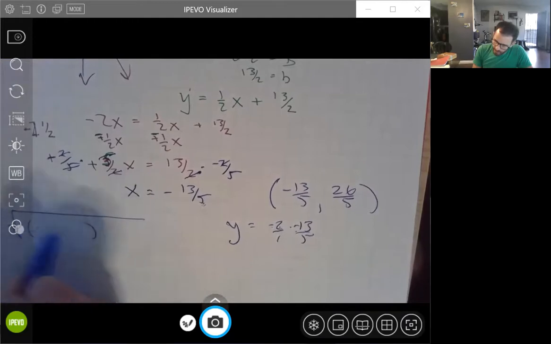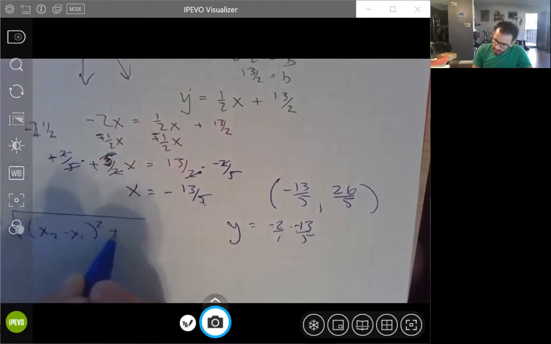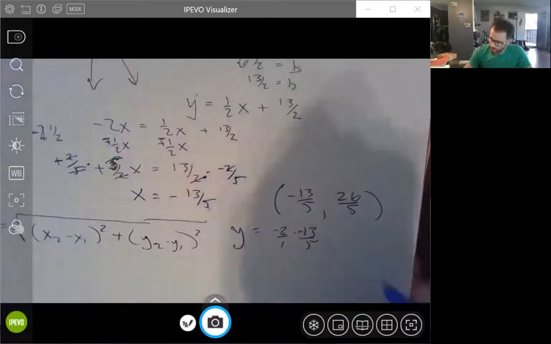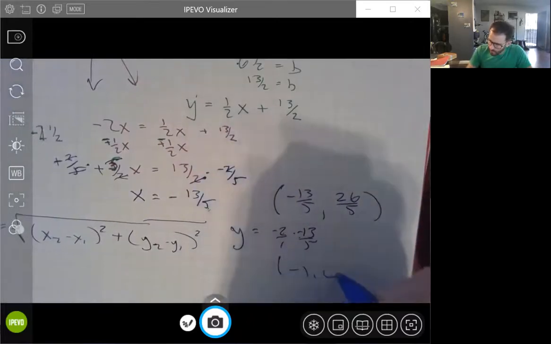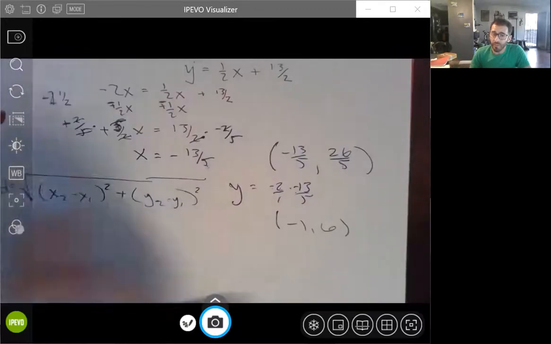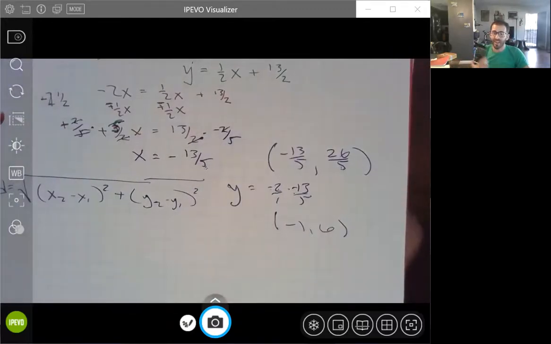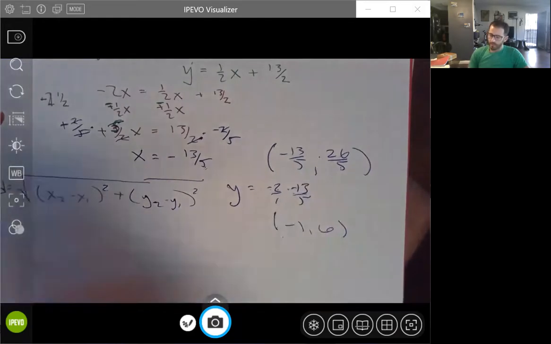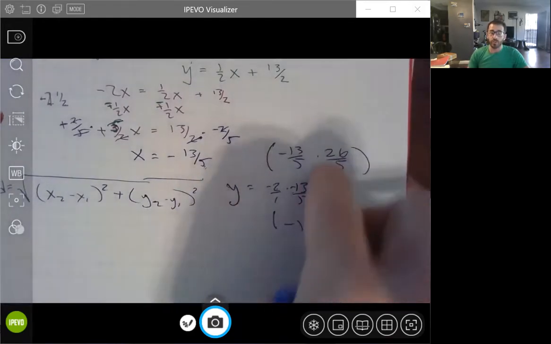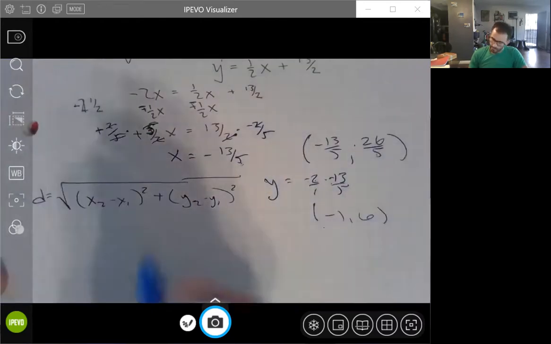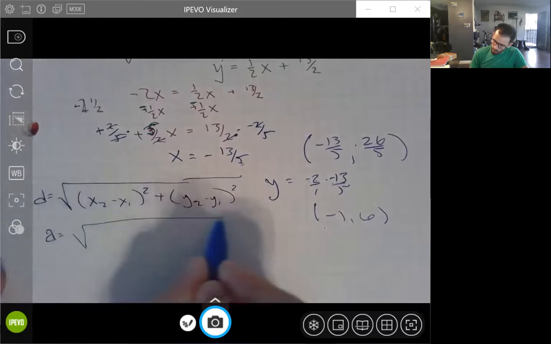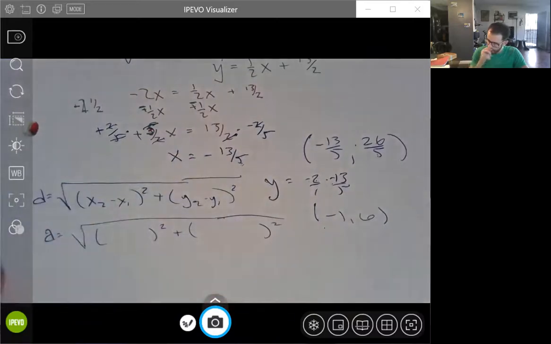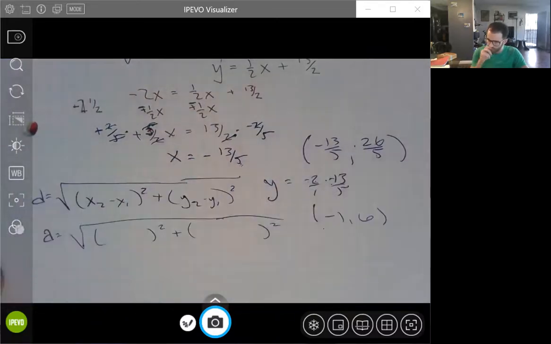The square root of the difference of the x's squared plus the difference of the y's squared. Remember, our other point is -1, 6. And I know that your shields are up because of the fractions. You have a calculator. I kept mine out. So we're finding the distance from this point to this point, because this point is the point on the line that's closest to the point that we started at. So I'm setting up my equation by putting in my blank parentheses nice and big, plus my blank parentheses nice and big, all under a square root sign.